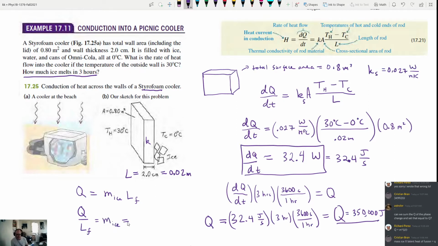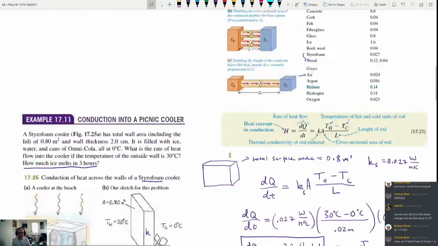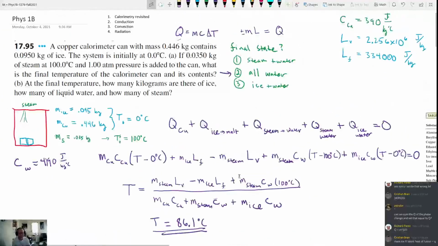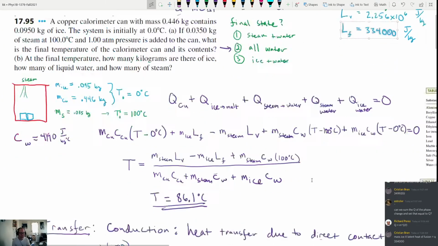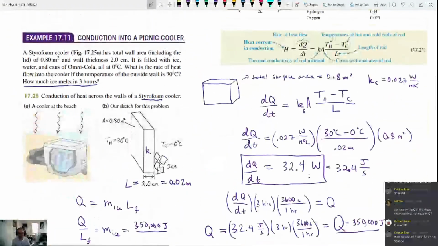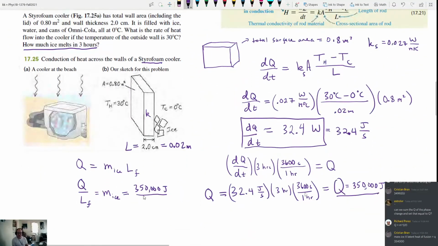Do we know how much ice there is in there? Or does it just say it's filled with ice? Yeah, so we have an unlimited quantity of ice to melt. So let's figure out how much actually melts. So Q was 350,000 joules. And the latent heat of fusion, I think it's 233,000. Let's look. I don't remember. We used it in the first problem. No, it's 334,000. So we're just using the latent heat of fusion for water.